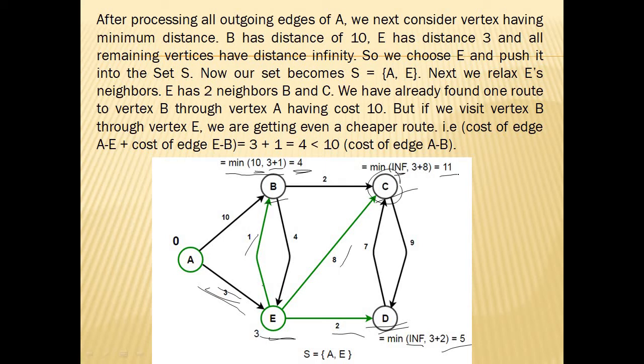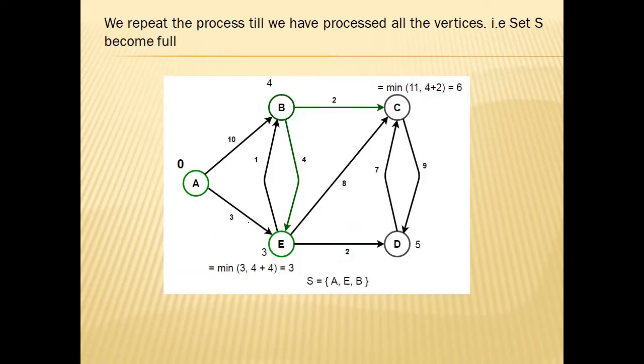Now we have adjacent vertices of E, which are B, C, D. Among these we need to choose one. Now we'll choose B. Why? Because it has less weight. So now we have chosen B.